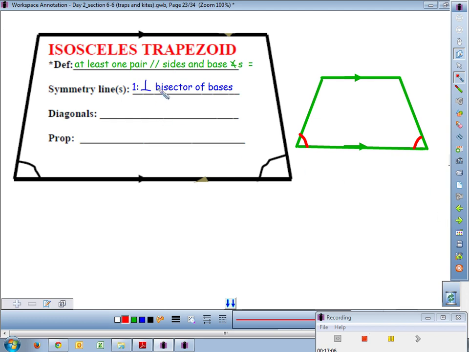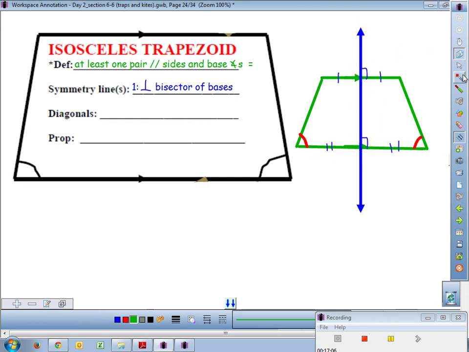It's the perpendicular bisector of the bases. The bases are the 2 parallel sides. So the perpendicular bisector of the bases, remember, tell me there's 1 and then say perpendicular bisector of the bases. The bases are the parallel sides. So you can see when I put these in here that this is definitely not a symmetry line for it. And this guy is not quite the symmetry line, but this dude is.